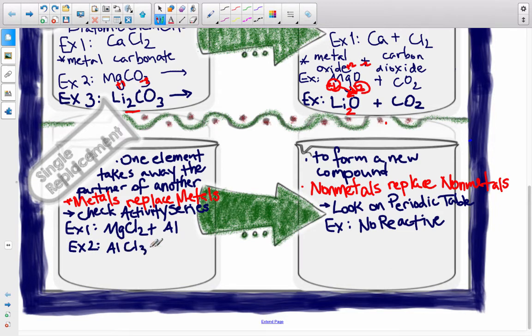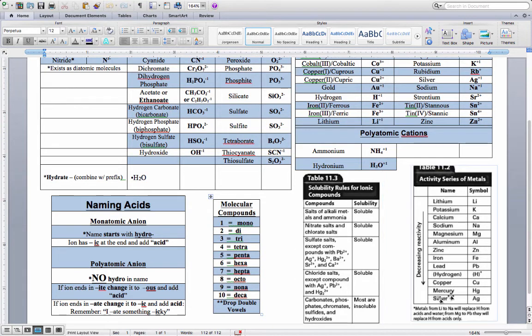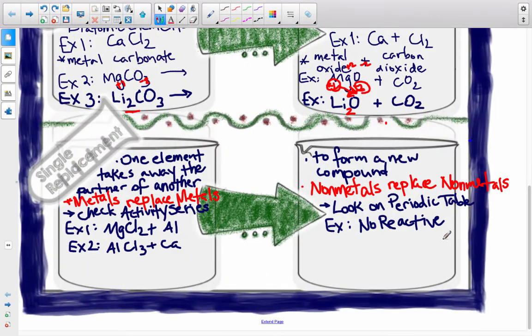Remember to crisscross your charges when you write your formulas. So aluminum chloride has 3 chlorines with my aluminum to balance out a +3 charge. Now we'll check the reactivity series and see, can the calcium steal a partner from aluminum? Calcium is up high, aluminum is down low. That means calcium is stronger than aluminum. So this one's going to work.